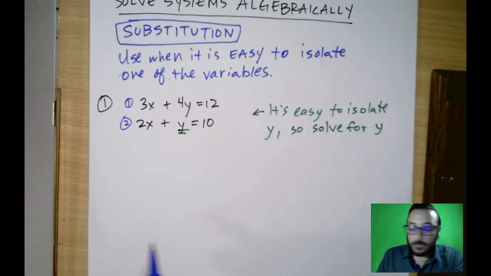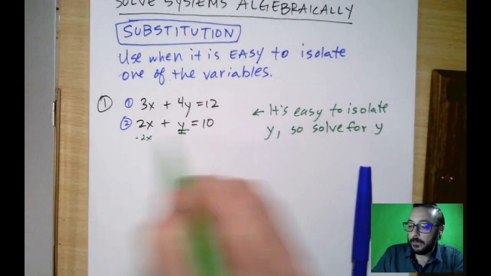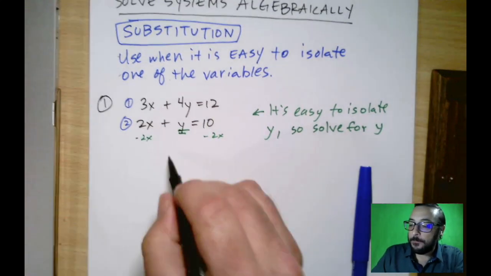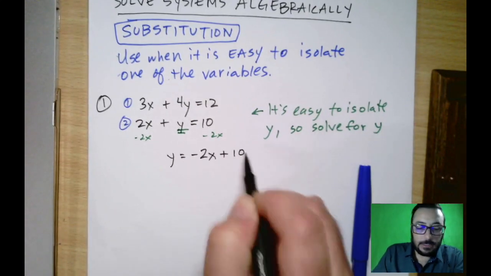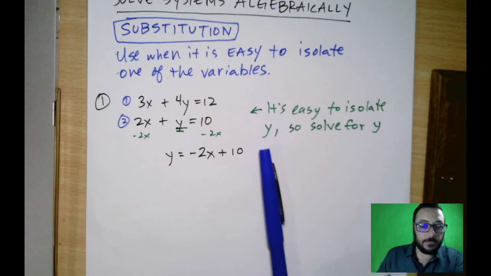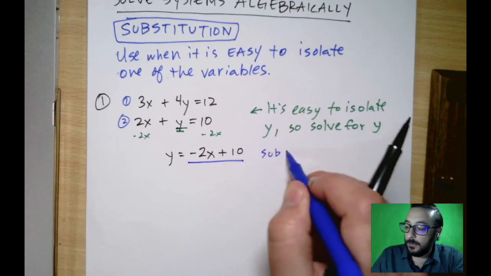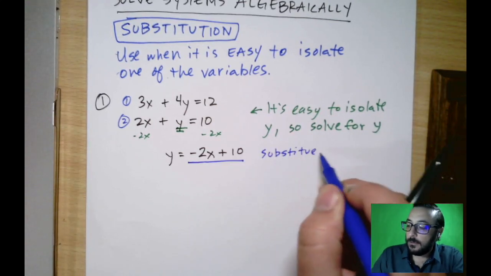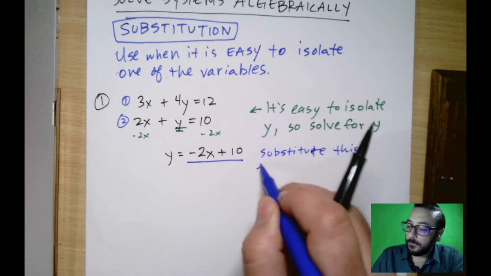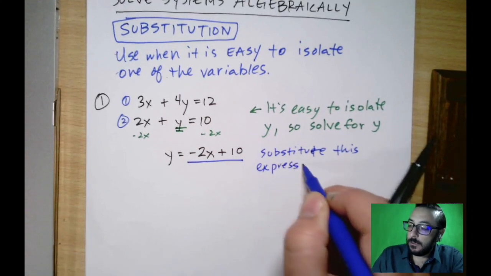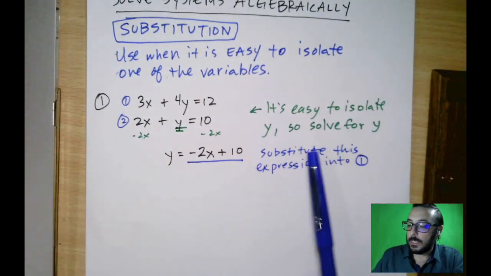So we're going to take this equation here and we're going to solve it for y, right? If we subtract 2x, we're going to get y equals negative 2x plus 10. Okay? Then what we're going to do is we're going to take this expression and we're going to substitute this expression into equation 1, right? So we're going to take and plug it in here.